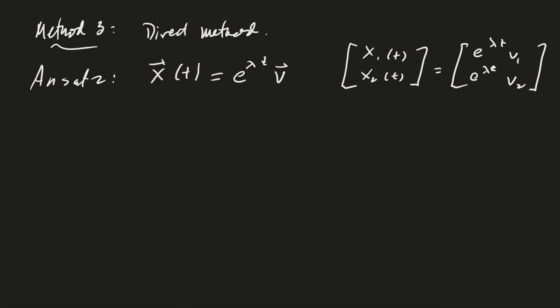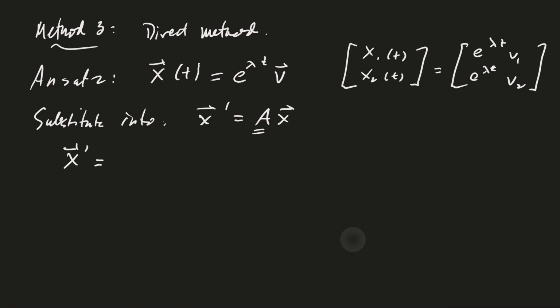Now we want to substitute into the equation x prime equals the matrix A times x. Our matrix A is that 2 by 2 that we started with. I'm just going to leave it in this form for a second because it'll be easier to do our substitution. If we take x prime, the only thing that has to do anything with t is this term right here. So the derivative with respect to t will just be lambda e to the lambda t times v.